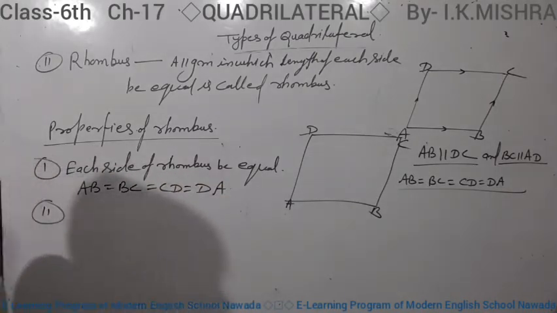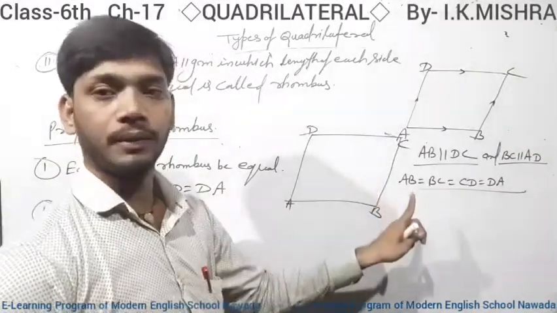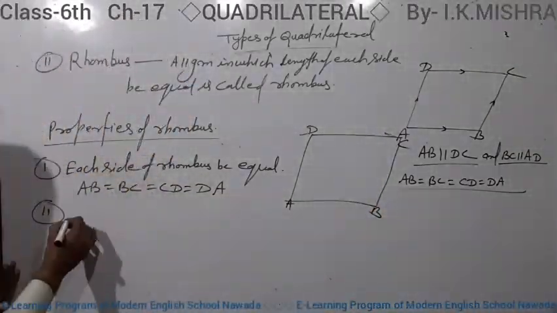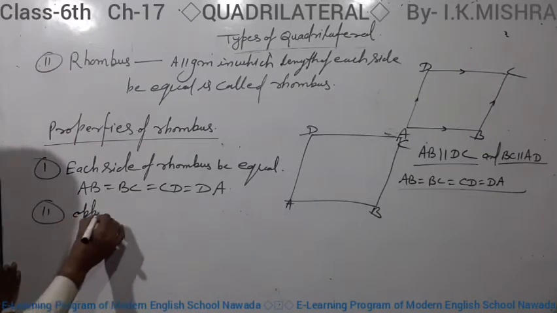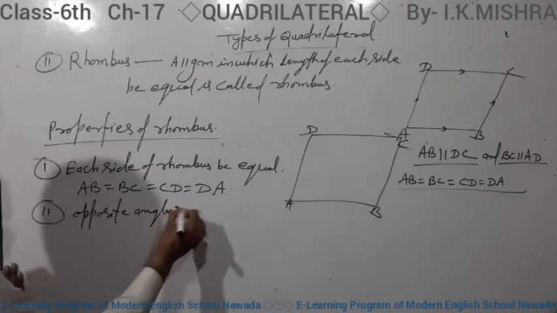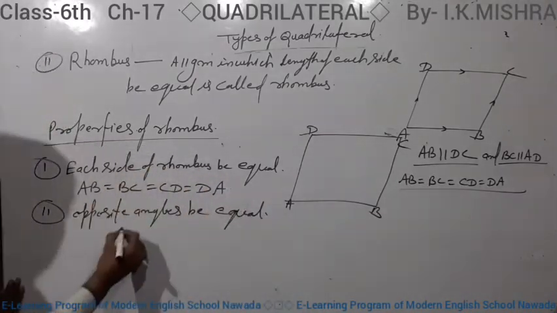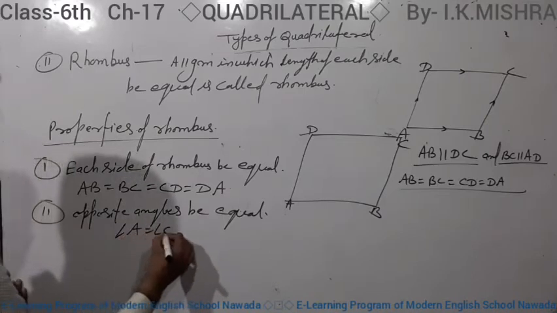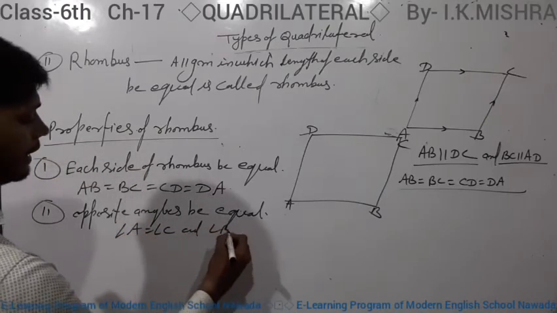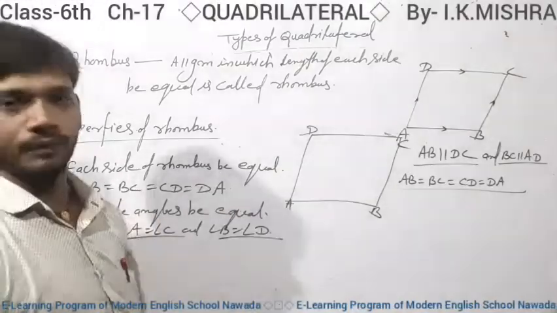Second property, opposite angles be equal. That means friends, angle A is equal to angle C and angle B is equal to angle D. Here opposite angles be equal.